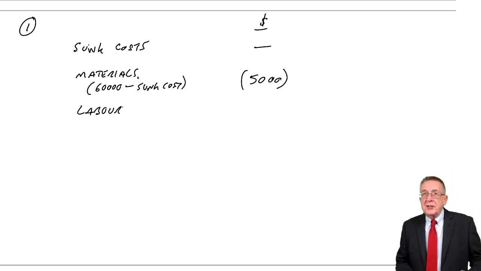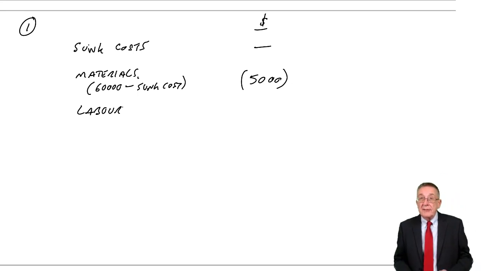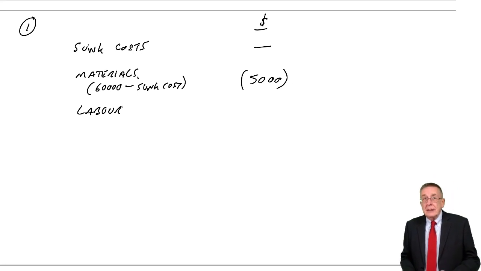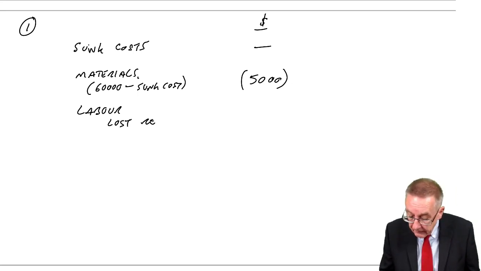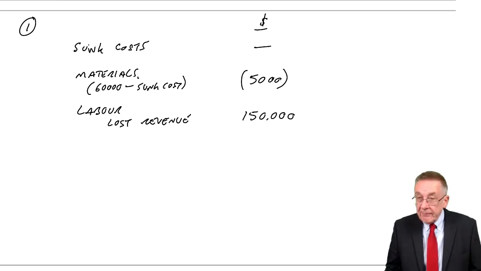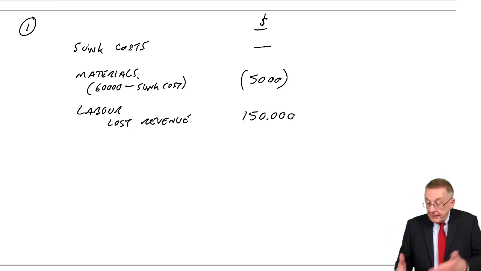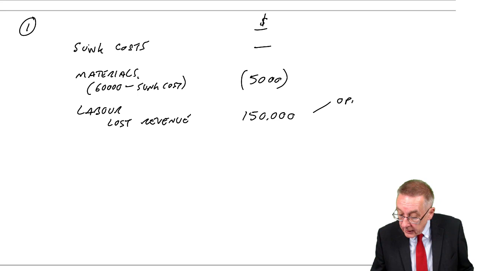That if we don't do the project, these men could be getting us revenue of 150,000. If we do the project, then we won't get that revenue. Doing the project will lose us revenue of 150,000. It's a cost of doing the project. Again, don't do it and we'll earn 150. Do it and we'll lose the 150 we could have earned. As I say, an opportunity cost.